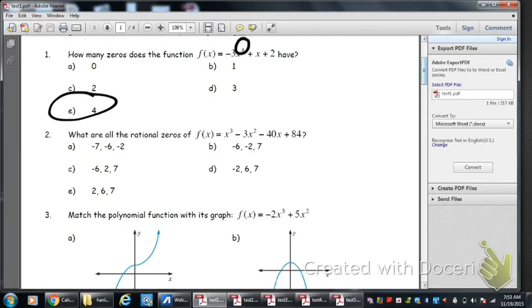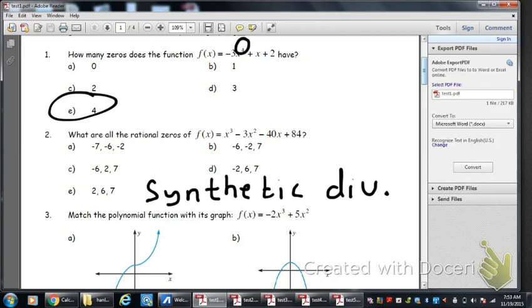This takes some time. I'm just going to say synthetic division. You have to use that, or the three-number multiplication trick. All right, so that takes some time, but the first one you could do really quickly. Now look at the third one.